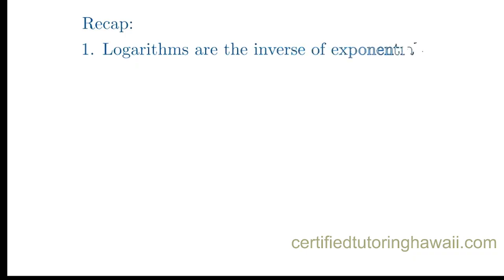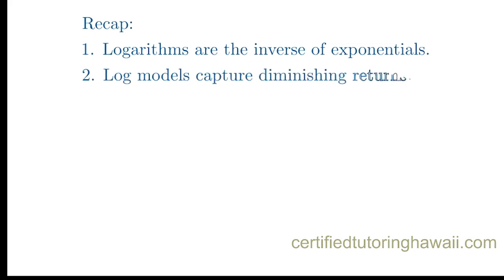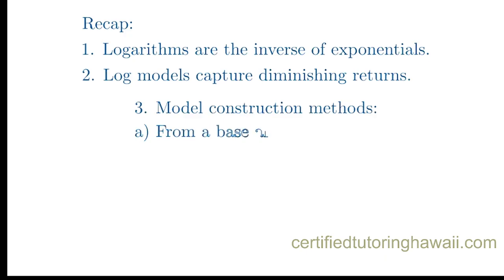Let's recap what we've accomplished today. You can now construct a logarithmic function model to describe situations with diminishing returns. We started by defining logarithms as the inverse of exponential functions, learning how to translate between the two forms. We explored how logarithmic models capture diminishing returns, a pattern of change that is fast at the start and then slows down. We learned two primary methods for constructing models, one from a base and a 0 point, and another from two general data points.